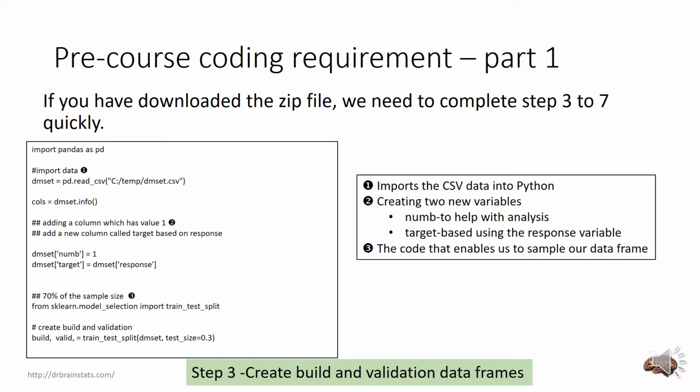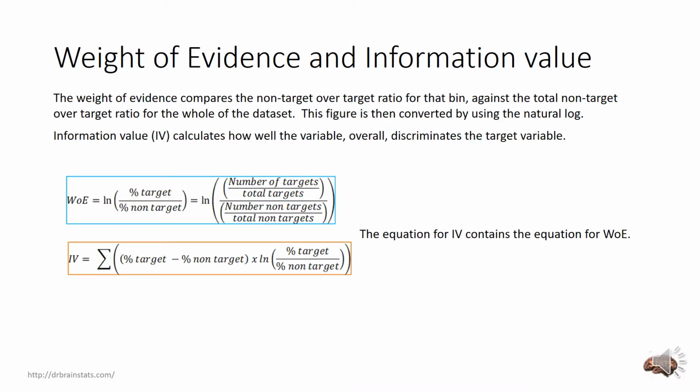So that we can build a model, we first need to complete steps 3 to 7. Number 1, we're going to import the data into Python. Second step, we're going to create 2 new variables, num to help with the analysis, and target, which is based on the user response variable. And 3, we're going to split our data frame into the build and test based on a 70-30 split. And for our final prerequisite, we're going to investigate weight of evidence and information value.